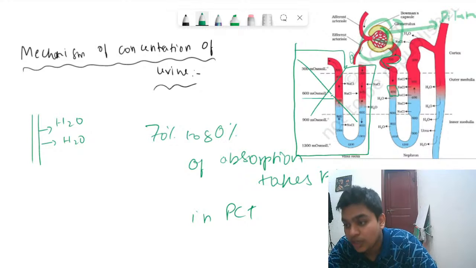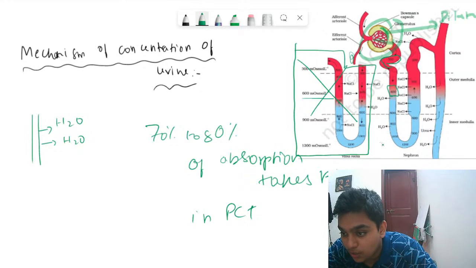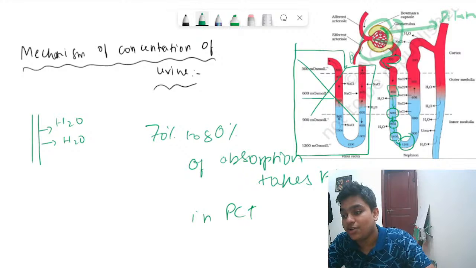Okay, now please observe carefully. From 400 it has increased to 600. From 600 it has increased to 800. From 800 its concentration goes to 1000 and then 1200. Now what are you observing here?